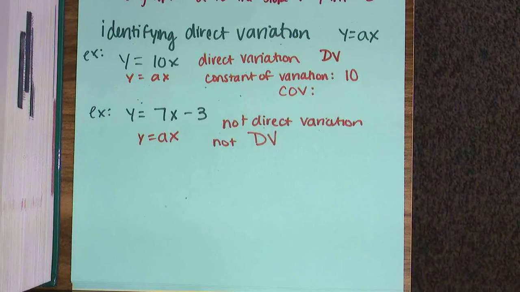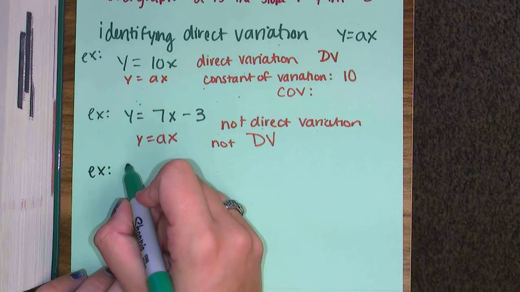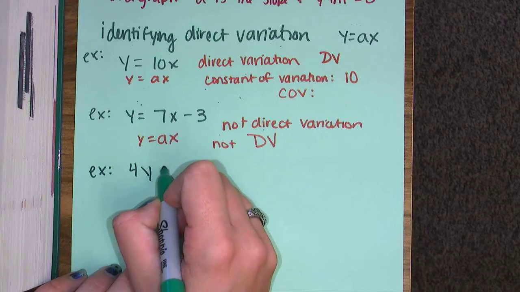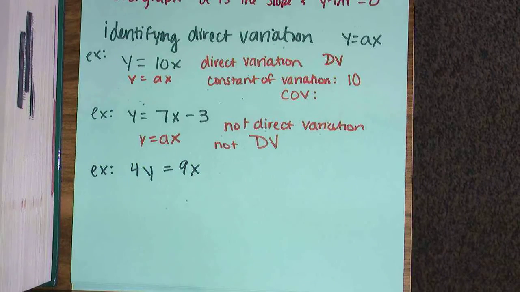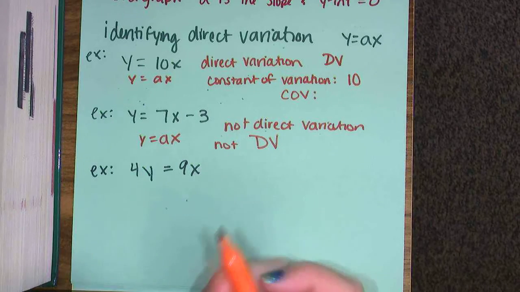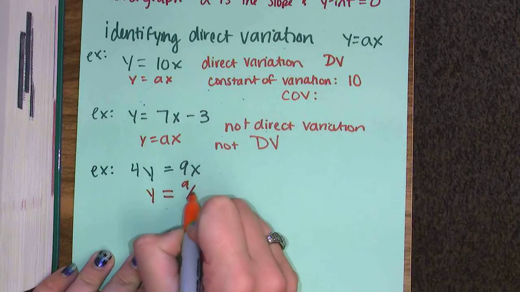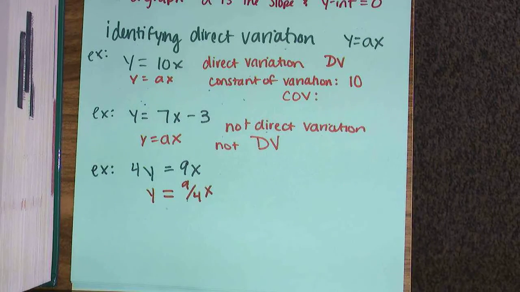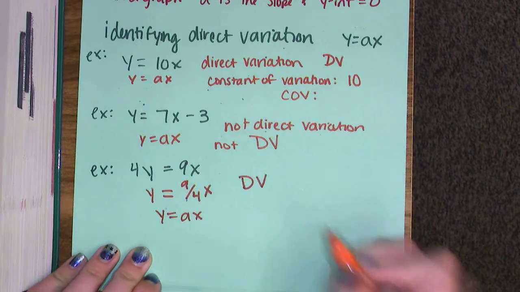One more example of this, and then I think we'll pretty much be done with this, other than in-class examples. If I have 4y is equal to 9x, is this direct variation? Well, I can divide both sides by 4 to get y is equal to 9 over 4x. So this is still in y is equal to ax form, meaning that it is direct variation.